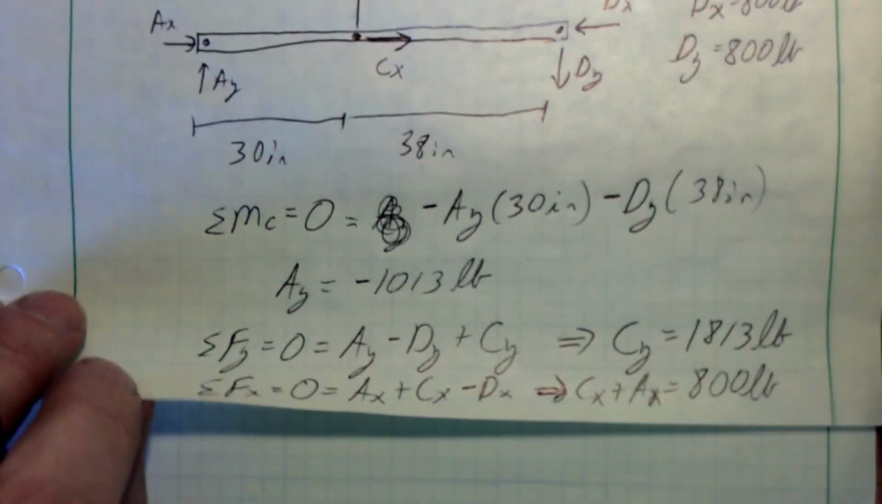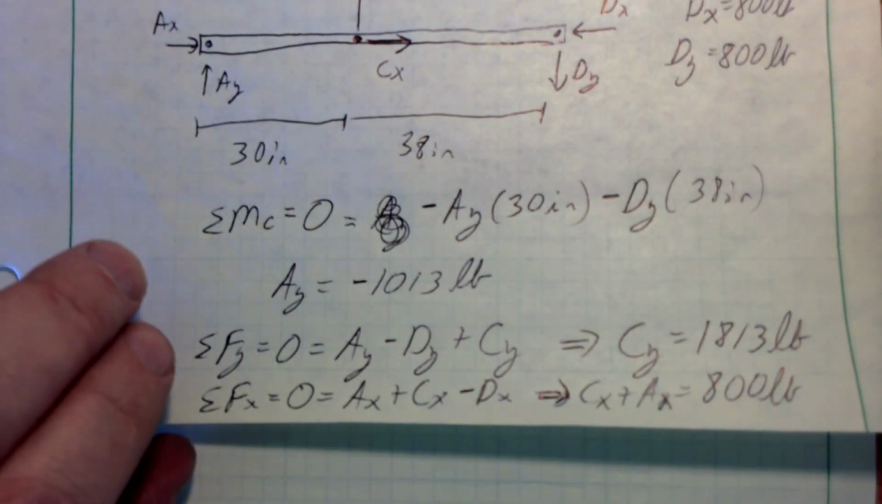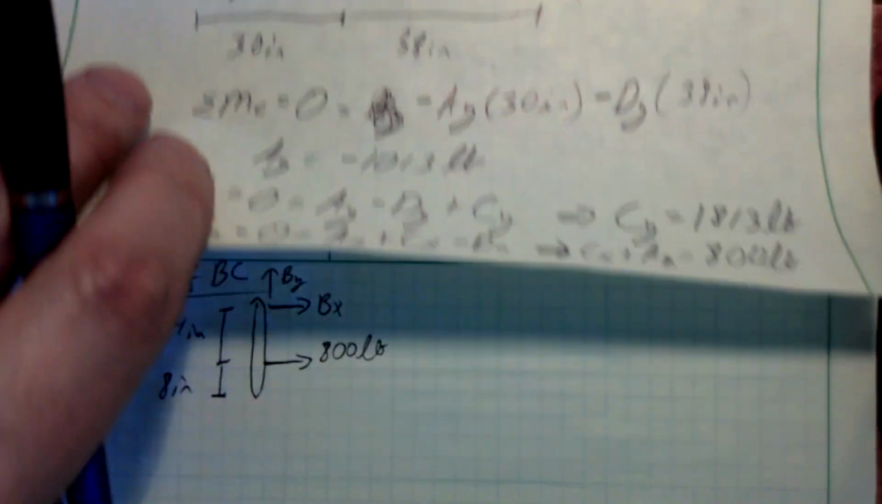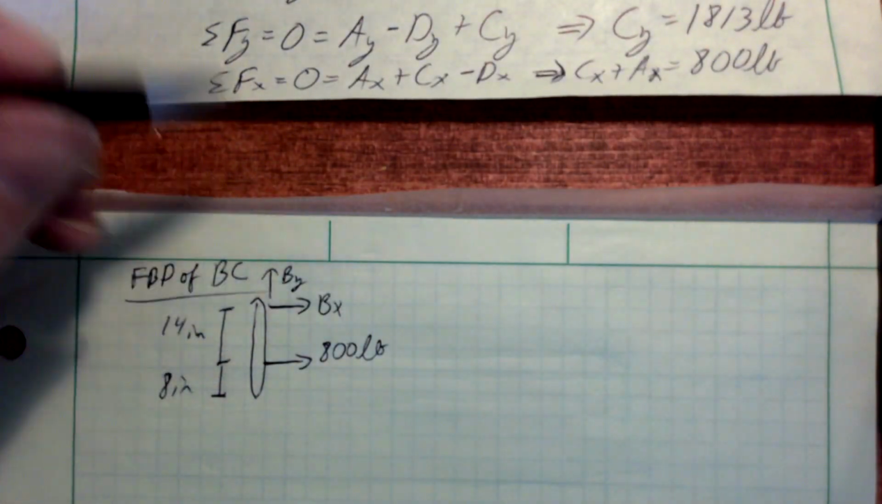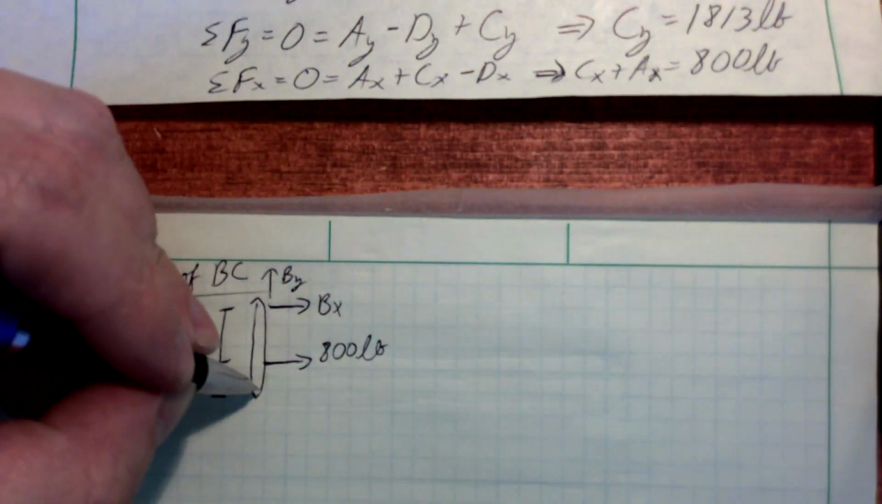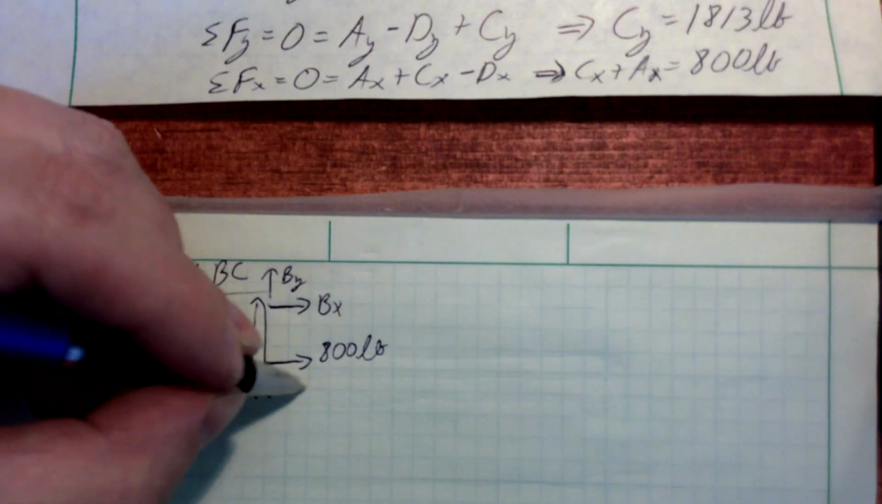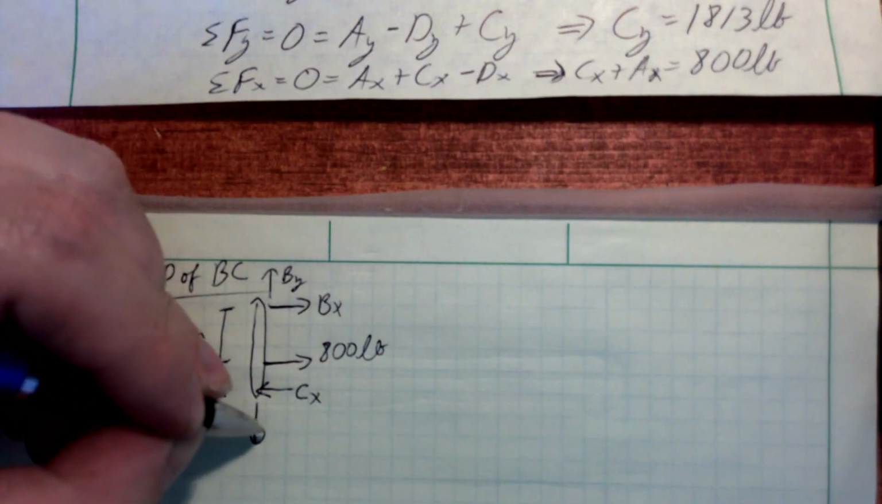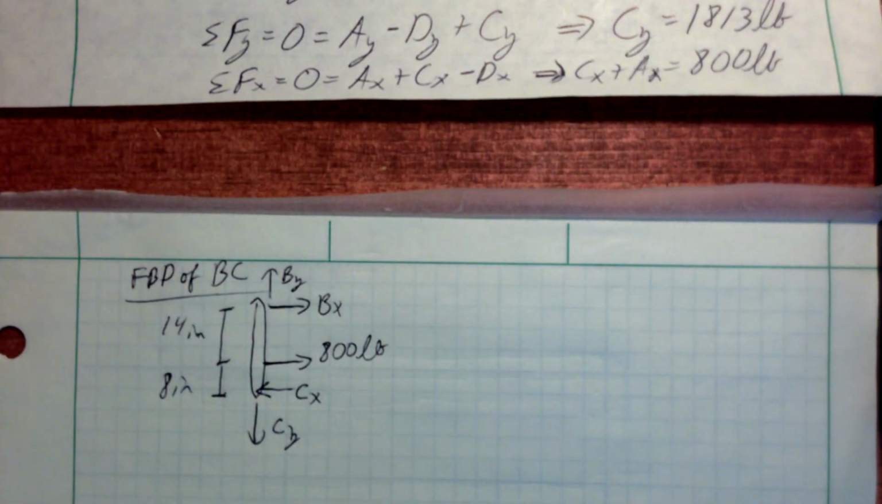I found CY to be a positive 1813 pounds, and CX is unknown. But again, I drew those positive on that diagram, so I'm going to draw them now negative. I'm going to draw the opposite of those, because I'm looking at the other side now of this pin.